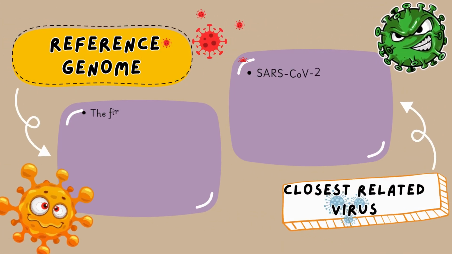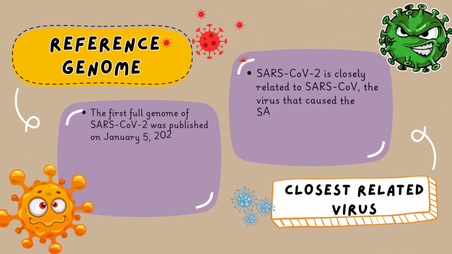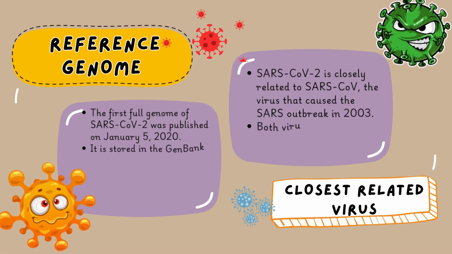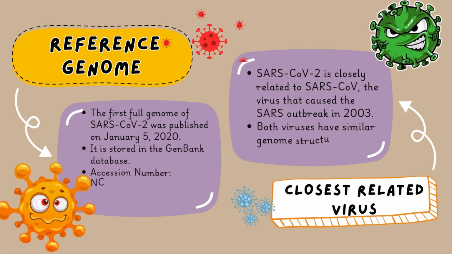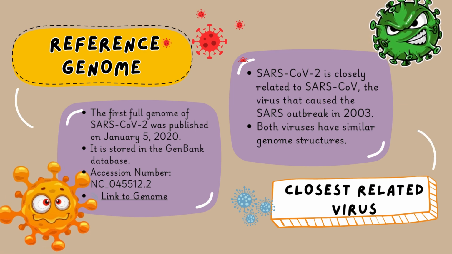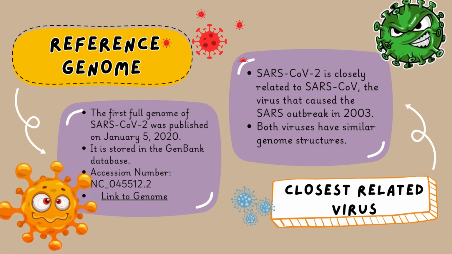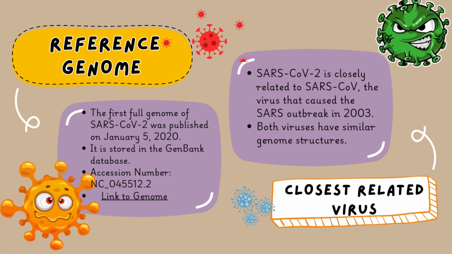The first complete genome of SARS-CoV-2 was shared on January 5, 2020. This is called the reference genome, and scientists use it to compare with other virus samples. You can find it online in the GenBank database. The accession number is NC045512.2 and the website link is shown on the slide.